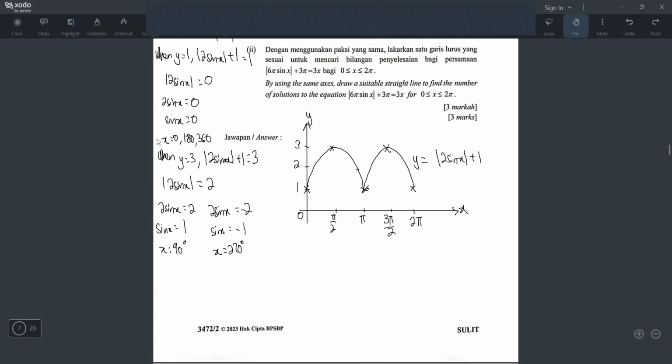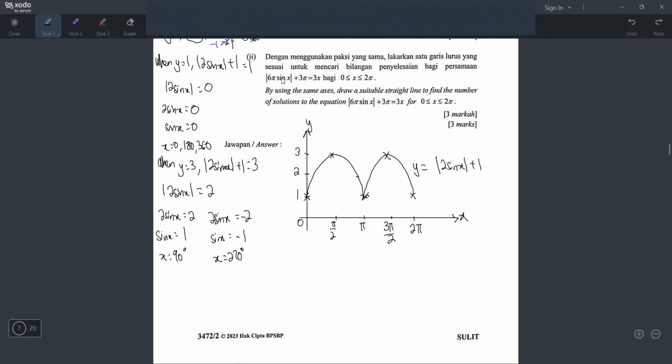Okay, now we continue with question 2. Okay, question 2 says what? By using the same axis, draw a suitable straight line to find the number of solutions. What is number of solutions? It means number of intersection points of this equation. So second question, let's write down the equation. Modulus 6 pi sine x close modulus plus 3 pi equals 3x. And then they say for 0 until 2 pi. Okay, how do we do this question?